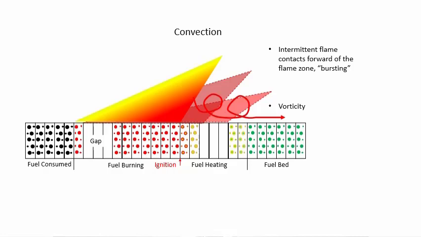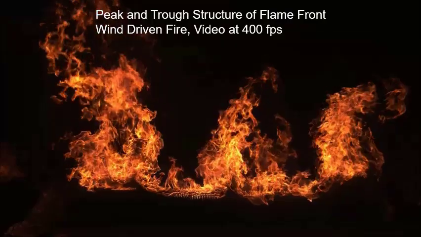One is the intermittency of the flames. Just like watching a campfire, they flicker and they dance and they move, right? And we're going to see examples of this kind of movement. The flames are not constant. They don't provide a constant source of convective heat transfer. The other is vorticity. That's just the spinning of the air. And we see a lot of vorticity in fires, and I'll show you where that comes from.